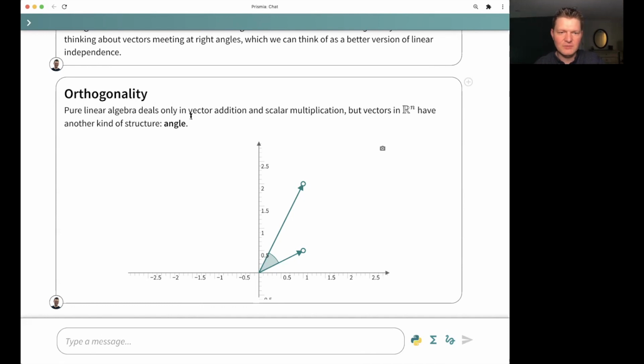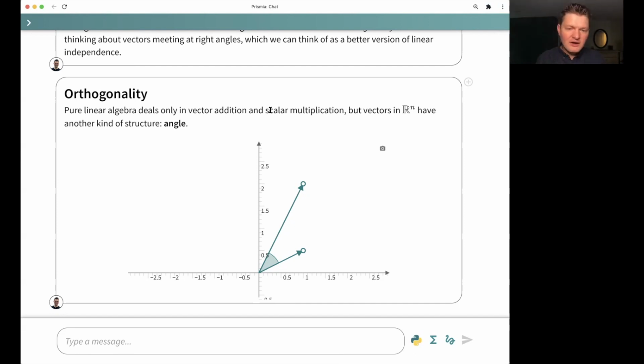Here's my initial pitch. Pure linear algebra only deals with vector addition and scalar multiplication. In some sense, the idea is how far can we go thinking only about vector addition and scalar multiplication and the ideas that flow from that. So all of this rank and nullity stuff comes back to those two operations. We never used other operations besides those.